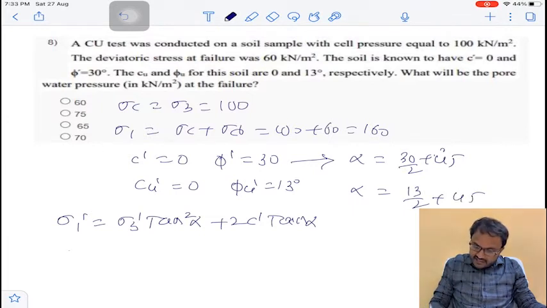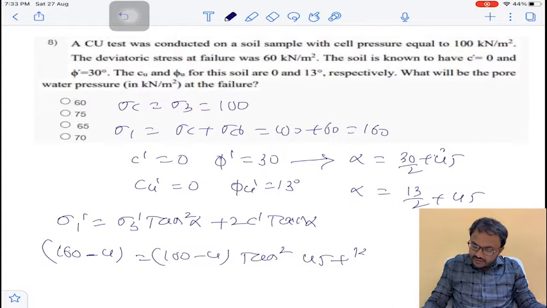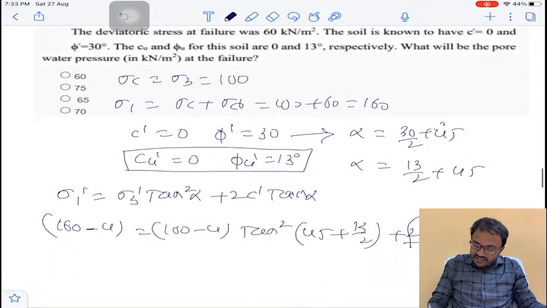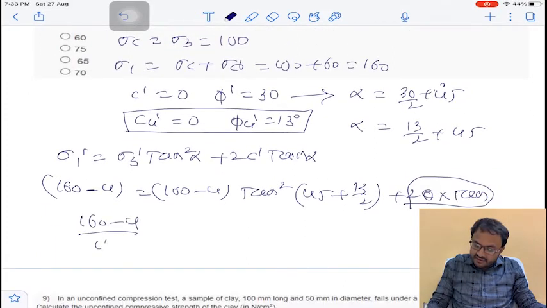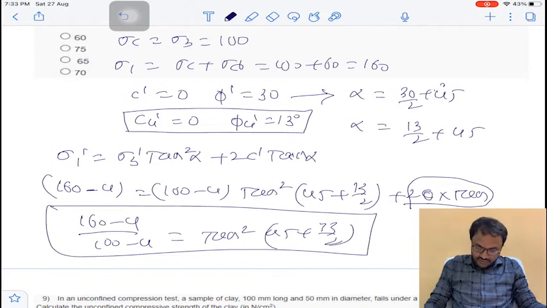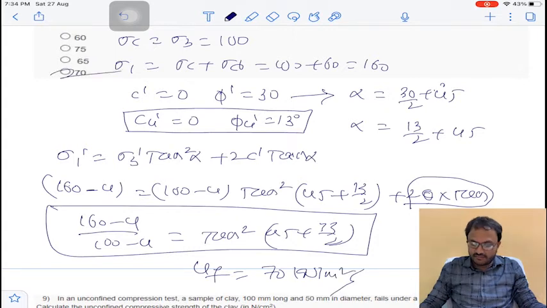So you will get sigma 1 dash is 160 minus u, divided by 100 minus u, is equal to tan square alpha, alpha is equal to 45 plus 13 by 2. In terms of effective stresses I am using these values, plus 2 c dash, which is 0, into tan alpha. So when it is 0, everything will go 0. That is 160 minus u divided by 100 minus u is equal to tan square 45 plus 13 by 2. So the only unknown here is u. So at failure u is equal to 70 kilonewton per meter square. So the answer D for question number 8.